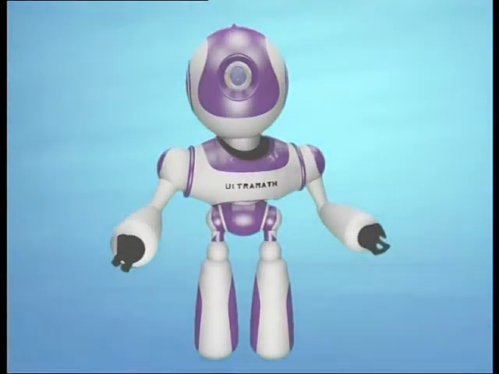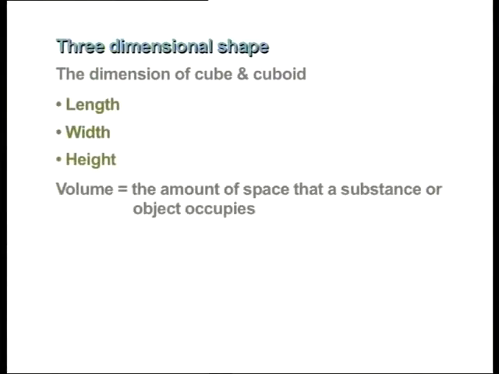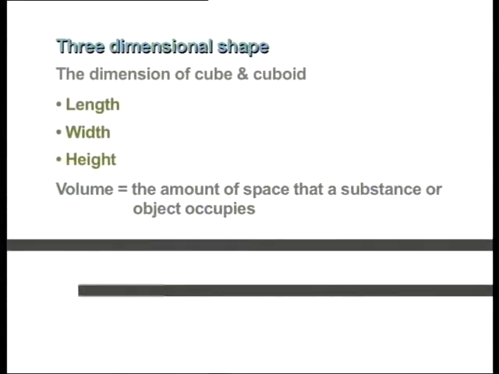Let's recap a bit. Look at the screen. The dimensions of a cube and cuboid are length, width, and height. The volume is the amount of space that a substance or object occupies. How do we calculate volume? Volume is equal to length multiplied by width multiplied by height.